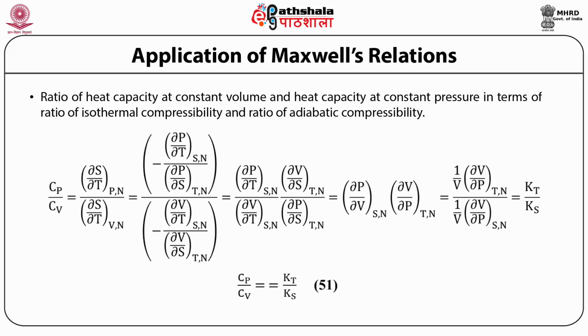which can be written as equal to minus delta P upon delta T at constant S and N divided by delta P upon delta S at constant T and N, divided by delta V by delta T at constant S and N divided by delta V by delta S at constant T and N. Using thermodynamic relations, which when solved gives us Cp upon Cv as the ratio of isothermal compressibility to adiabatic compressibility.